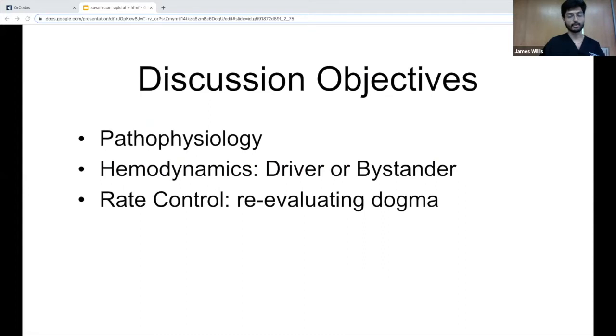We'll discuss hemodynamics and the question of whether this patient warrants intervention on their heart rate, because is this really AFib that's driving instability, or is it just a bystander going along for the ride, while something else is happening that's leading this patient to be unstable. And then we'll think about the evidence base that exists for rate control and reevaluate the dogmatic practices and ideas that have been pushed forward.